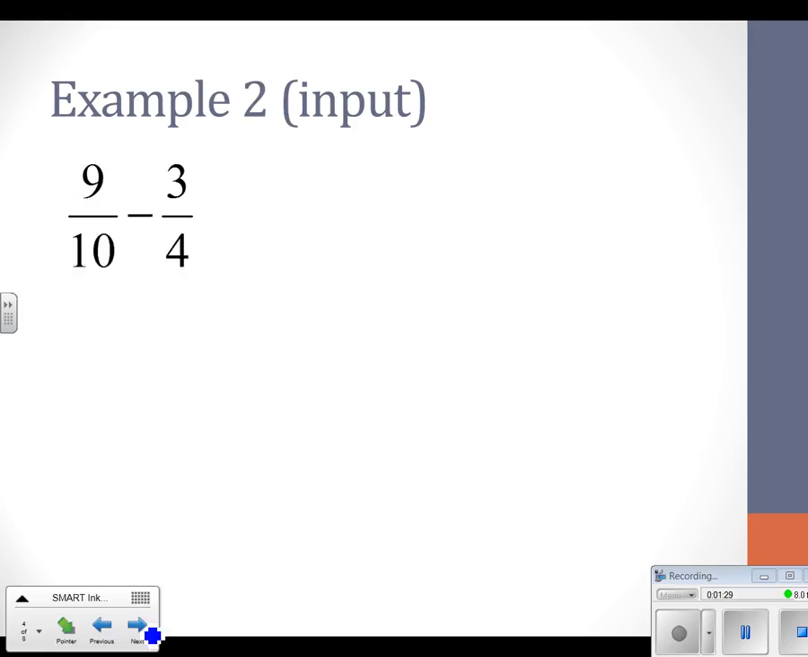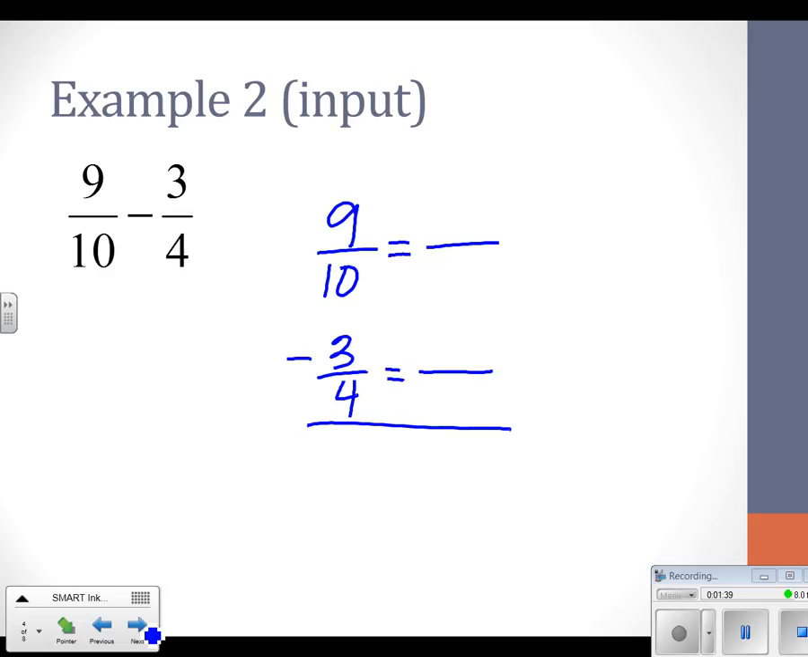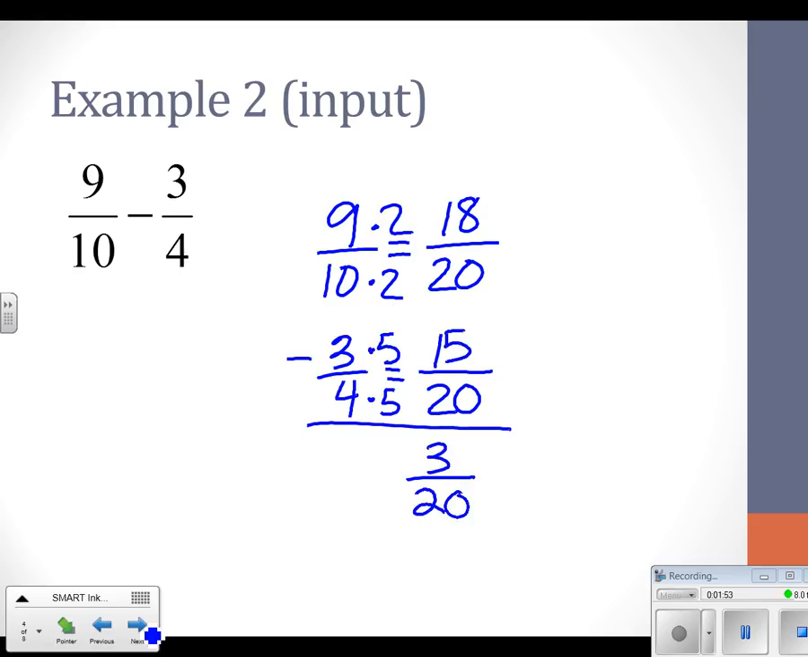9/10 minus 3/4. Common denominator. You want to try to come up with that least common denominator because the smaller the number, the easier it is. If you change the bottom, the denominator, you have to change your numerator. Subtract, denominator stays the same, and that is in lowest terms.